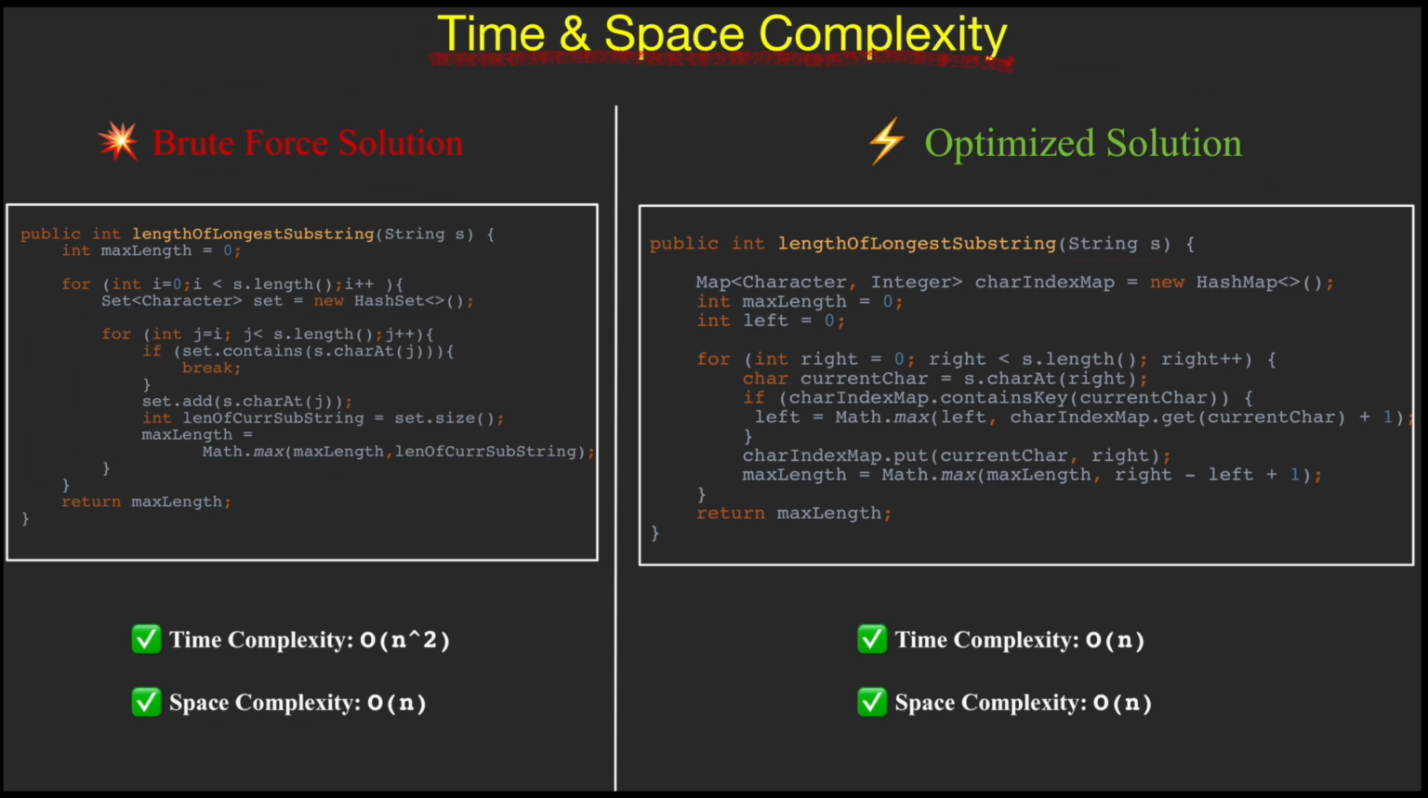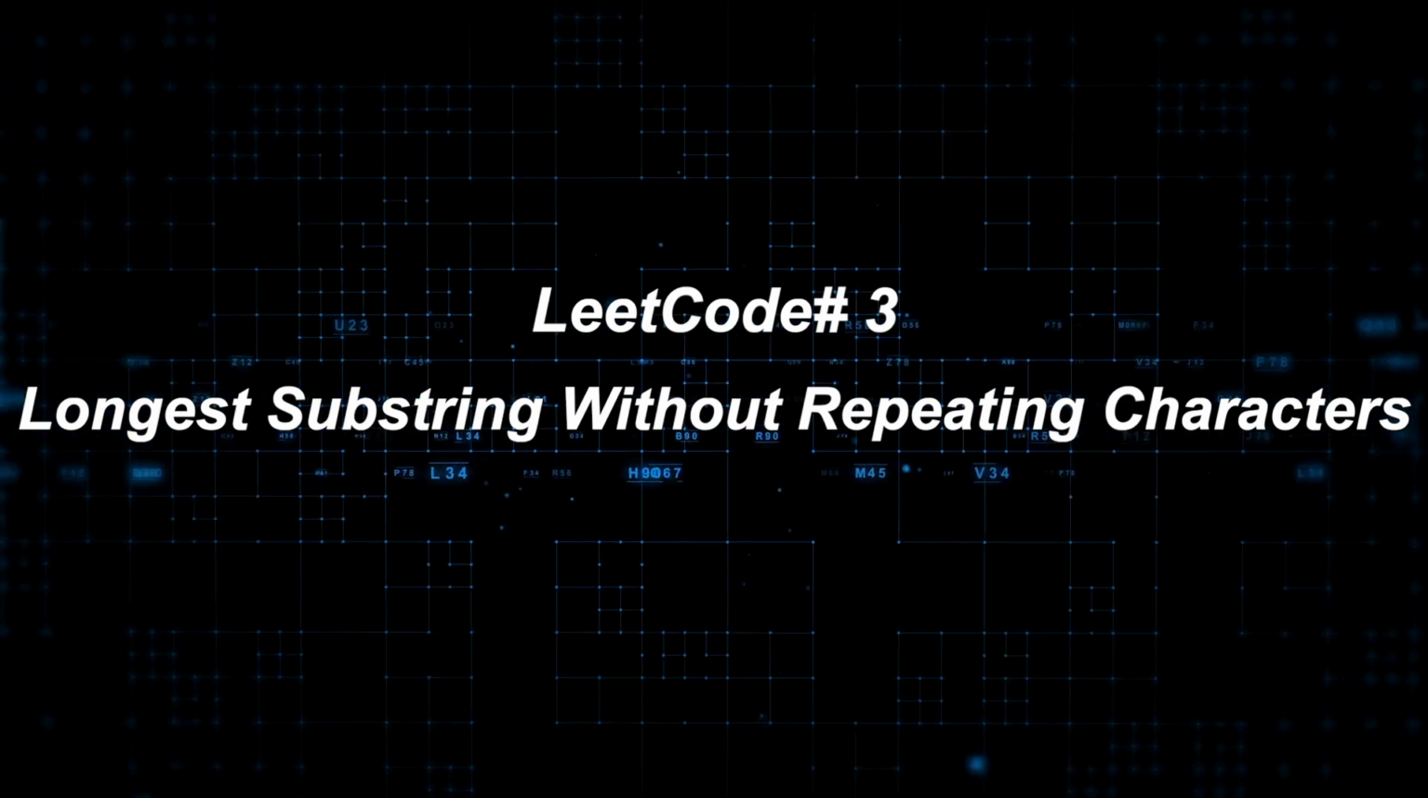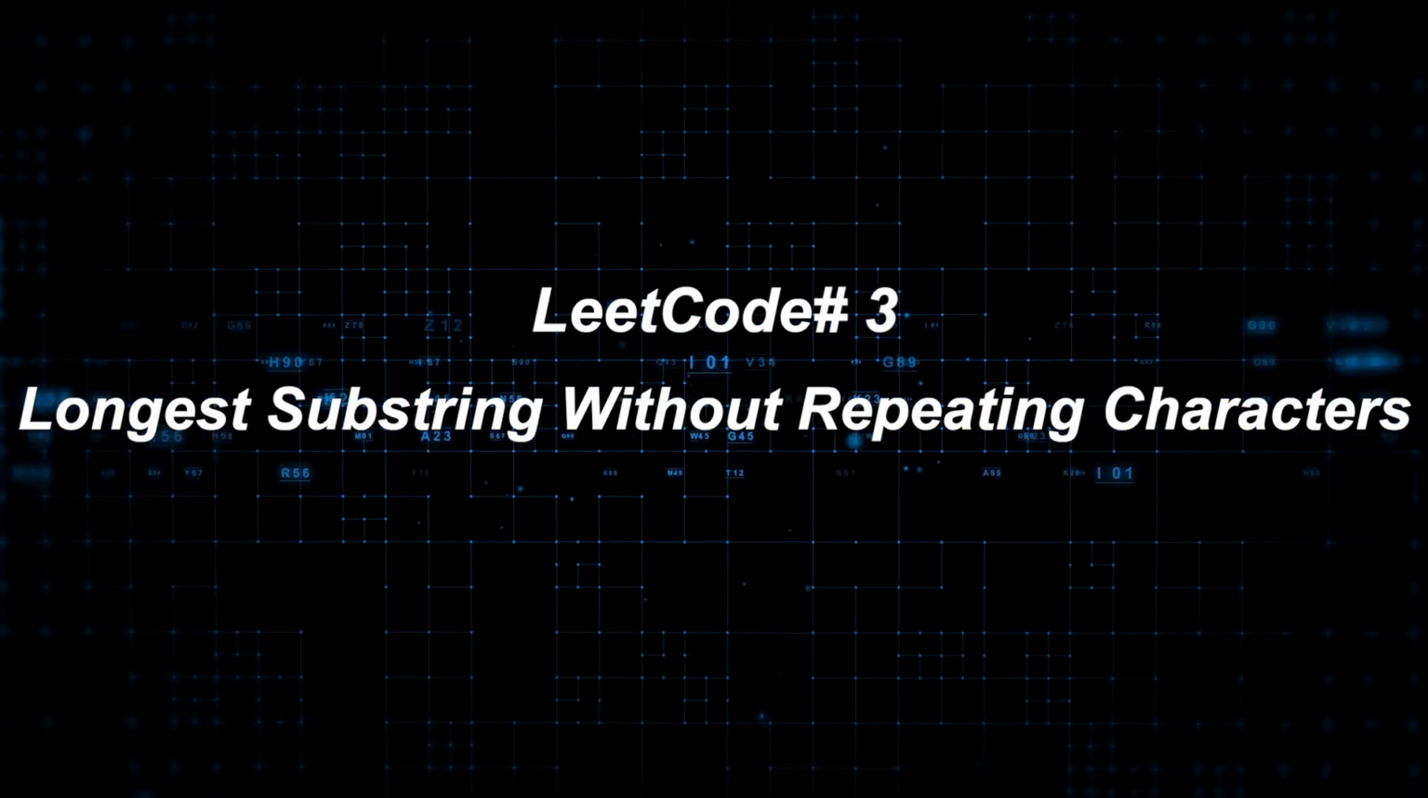And the space complexity? We use a hash map to store characters and their indices. In the worst case, all characters are unique, so the hash map stores n entries. That means the space complexity is O of n. This optimized approach is efficient and works great even for long strings. And that's it. You have just learned how to solve longest substring without repeating characters efficiently.